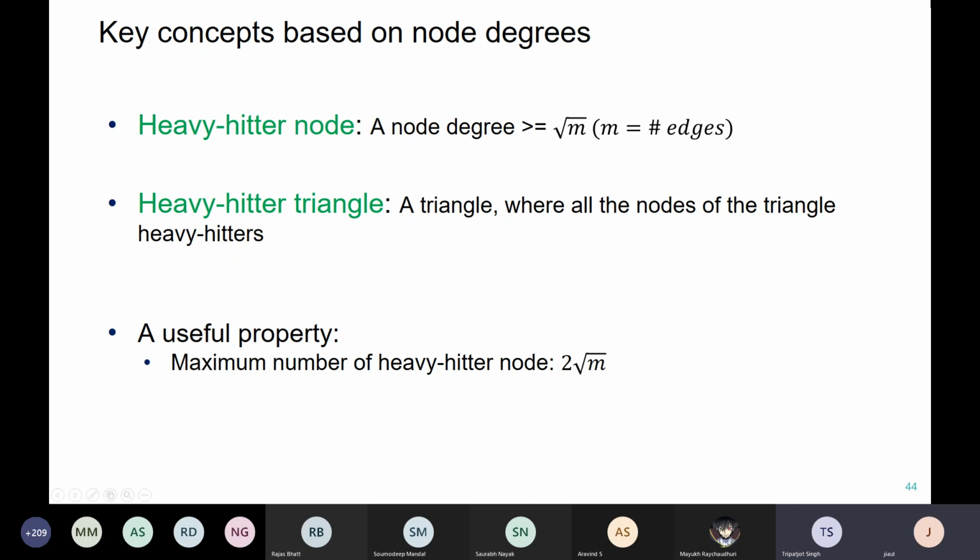Okay, so we will be dealing with the heavy hitter nodes and heavy hitter triangles, and we will be dealing with them separately.